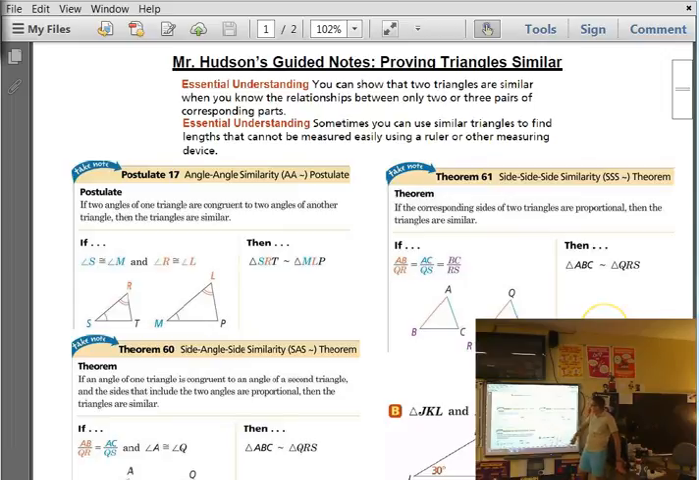And our last theorem is side, side, side. If they all share a standard ratio, then we see that they are similar.